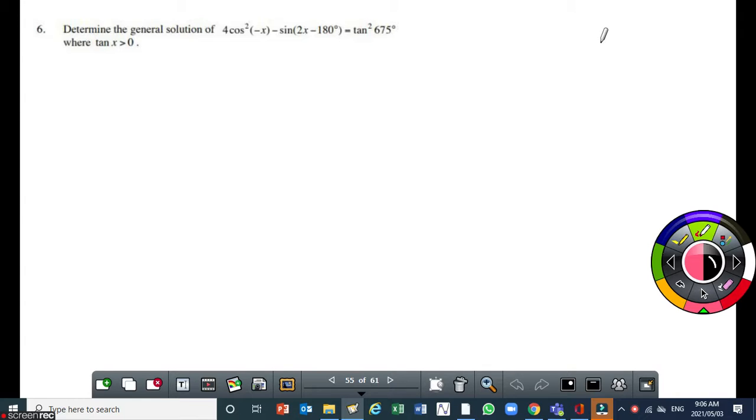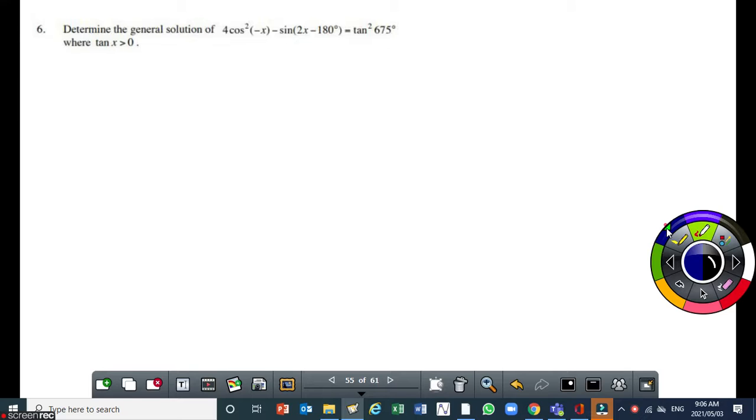Okay, so the question says determine the general solution of 4 cos squared of minus x, minus sine of 2x minus 180 degrees, is equal to tan squared 675 degrees. Alright, the question looks scary, but it just requires application of what you know so far.